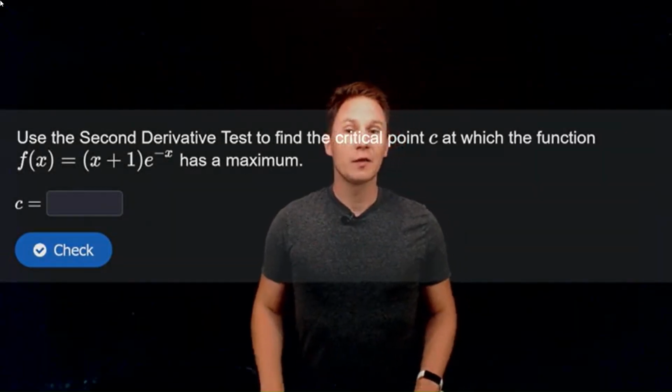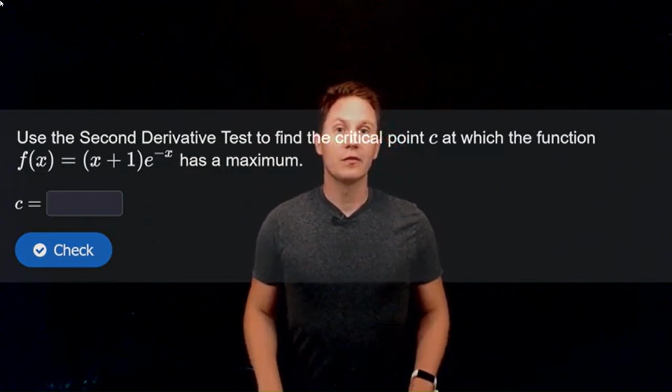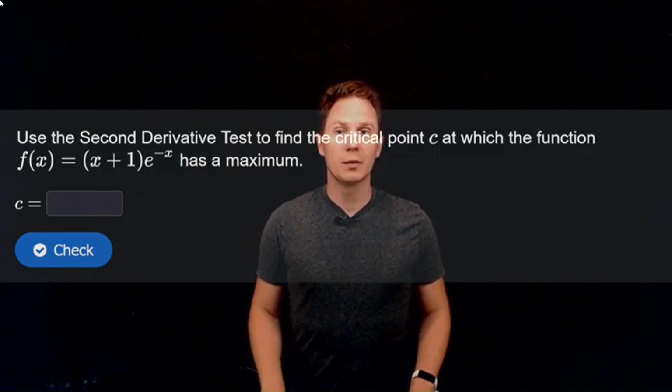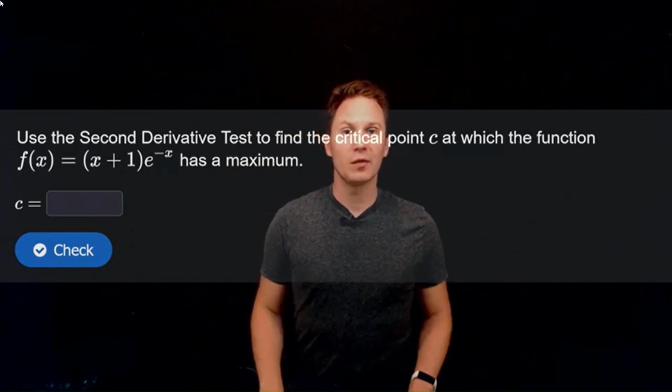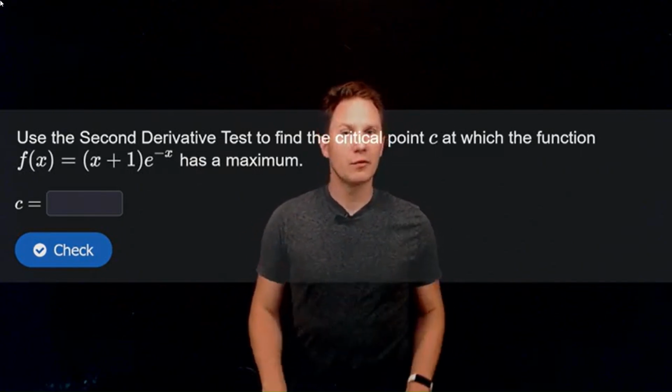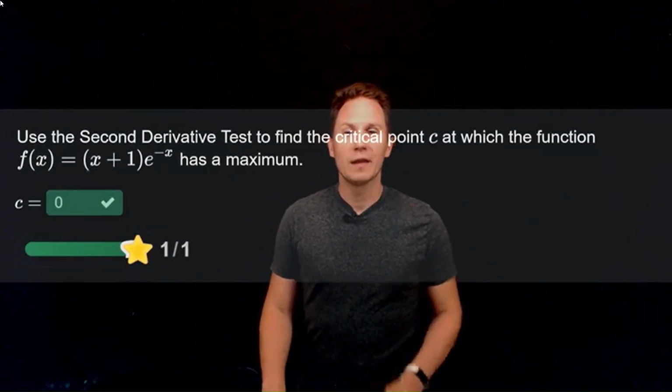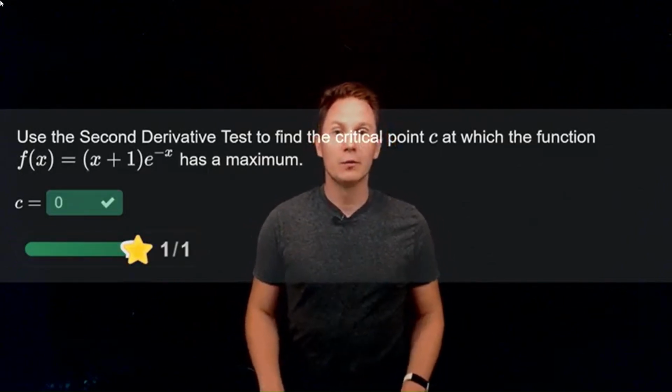Use the second derivative test to find a critical point c at which the function f of x equals x plus 1 multiplied by e to the minus x has a maximum. So pause the video and input your answer in the box. Hope you paused it and have found that the critical point is c equals 0.